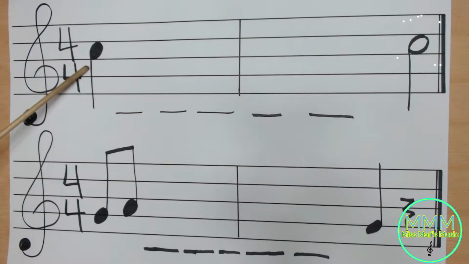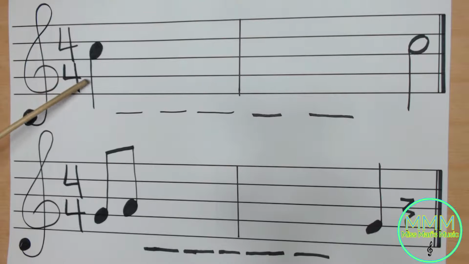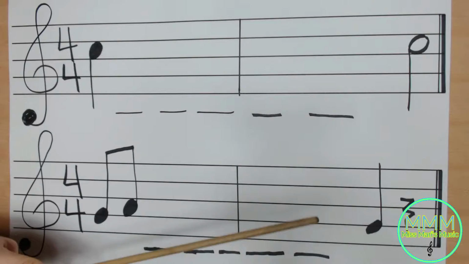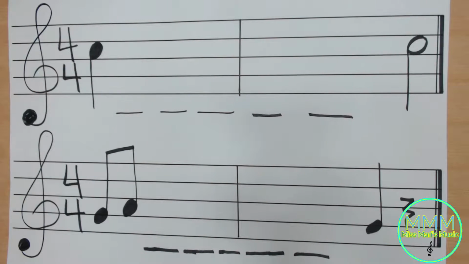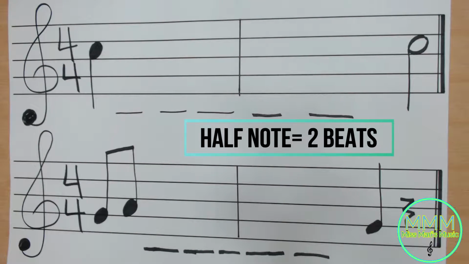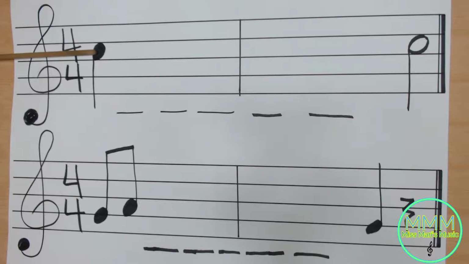Now tell me, how many beats is this C worth? Hopefully you remember that since this C is a quarter note, it's worth 1 beat. Next question, how many beats is this C worth? Hopefully you figured out that this C is worth 2 beats because it's a half note. We know that it's a half note because it's not filled in like this quarter note that's filled in.